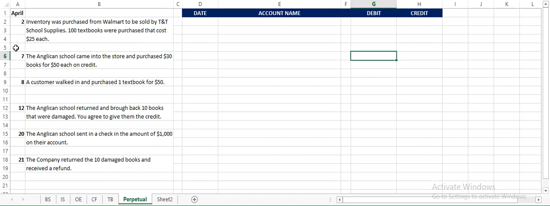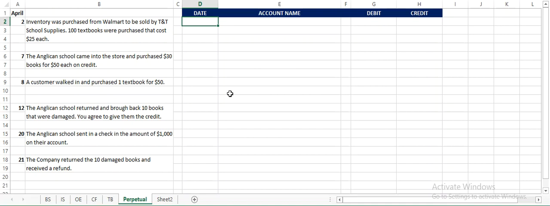First, April 2nd, inventory was purchased from Walmart to be sold by T&T School Supplies. 100 textbooks were purchased that cost $25 each. So that's the first transaction we have. What are we understanding about the transaction? Well, we understand that we're spending money to purchase inventory, which are the textbooks.